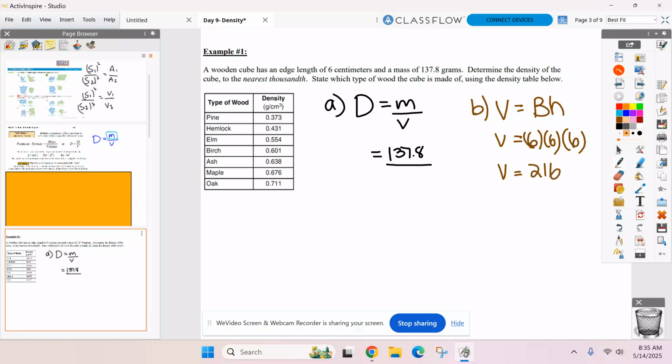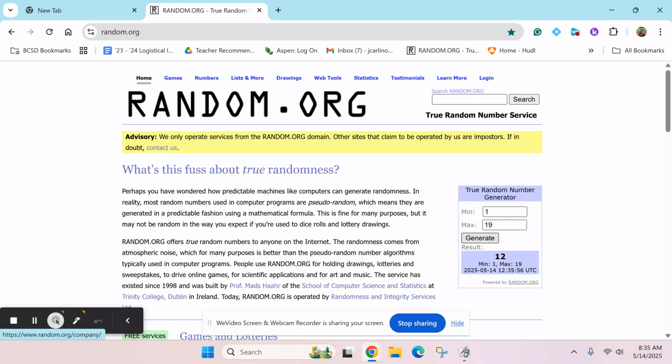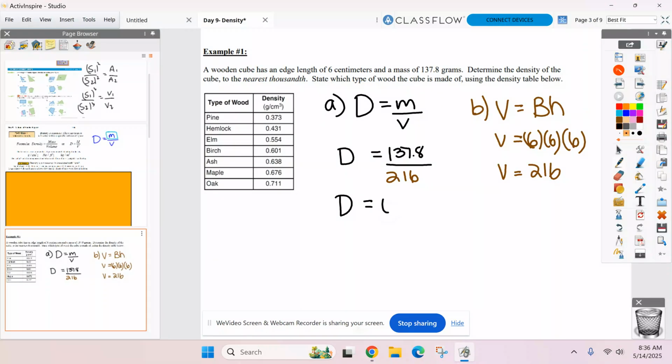216, good. Please substitute that into the density formula for volume. Take a peek back up at the problem. The rounding directions are nearest thousandth. That's a rare one. I haven't asked you to go that far recently. That's 3 numbers after the decimal, so you should be looking at the 4th one to round or not. So, rounding it correctly, what is your density here? Density, Hayden? 0.638, good.